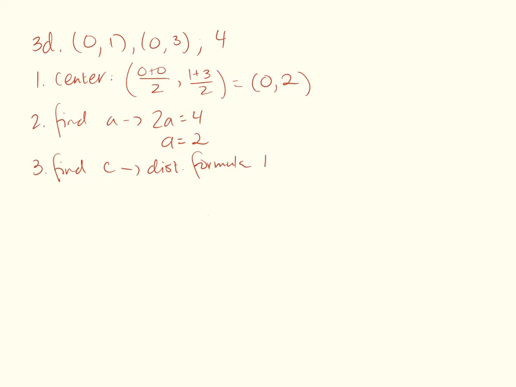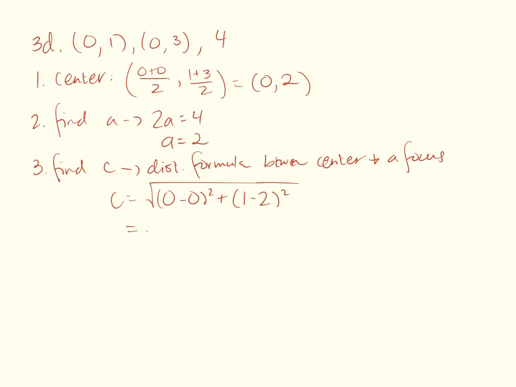We're going to find c by using the distance formula between the center and a focus. So that's going to be square root of (0 minus 0) squared plus (1 minus 2) squared. So that's the square root of negative 1 squared, so that's just 1. Okay, so c squared is 1, a squared is 4, and so b squared is equal to 4 minus 1, which is 3.